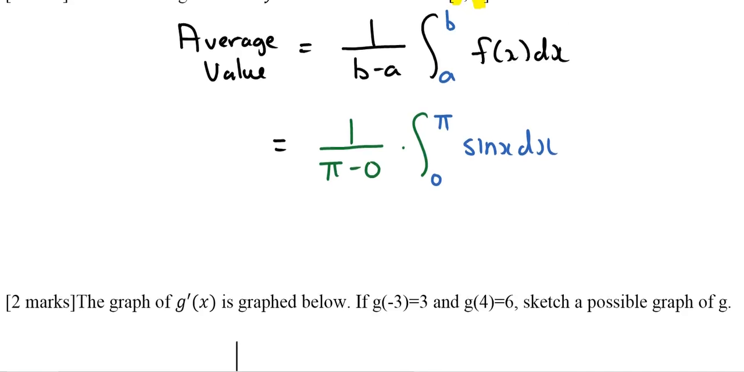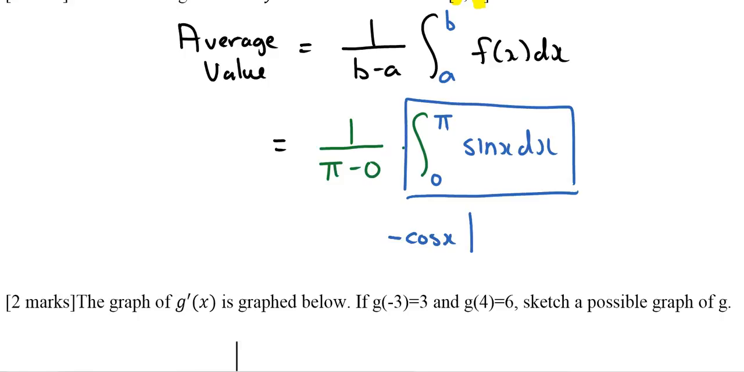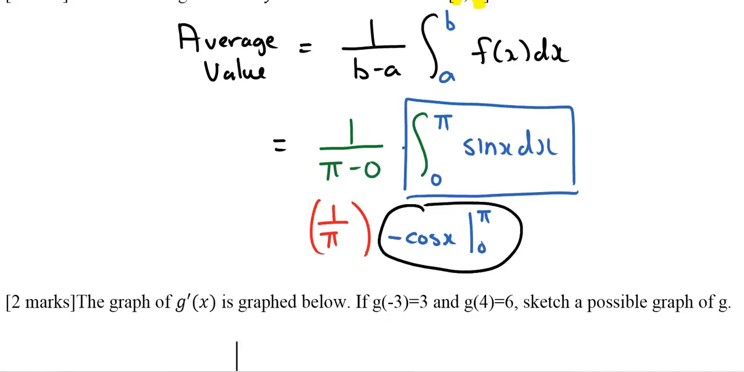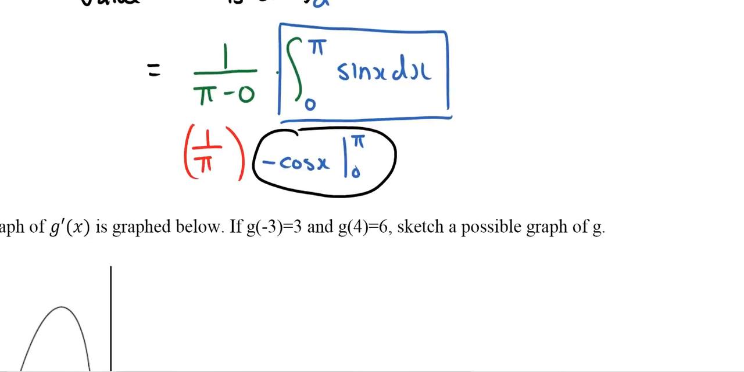Okay, and if you find the antiderivative of this expression right here, that's going to be a negative cos x, and I'm going from 0 to pi, and don't forget my 1 over pi in front. And then I just need to evaluate. If you evaluate this and multiply that by 1 over pi, then you have your final answer. This isn't too bad here. I mean, this is going to be 1 over pi.